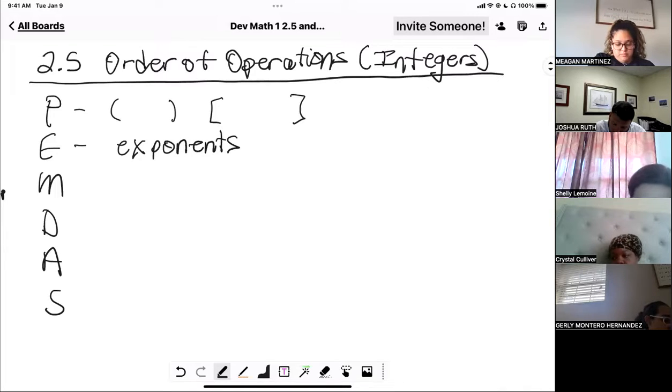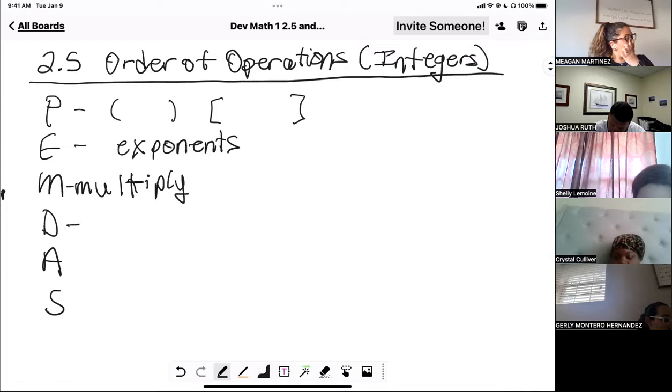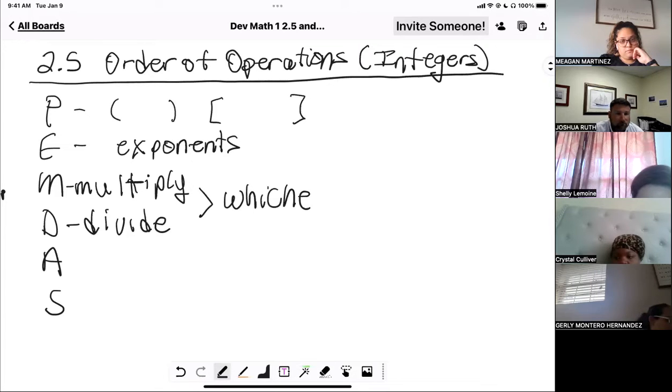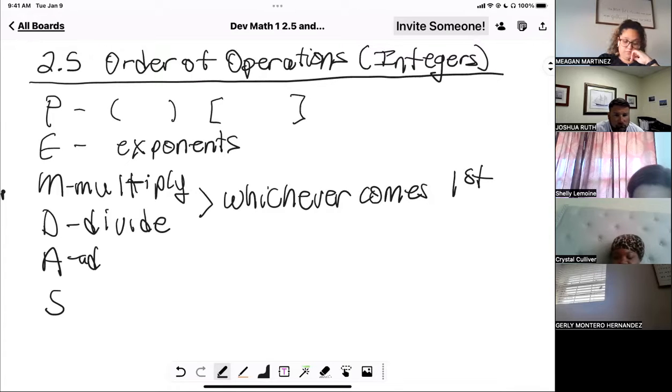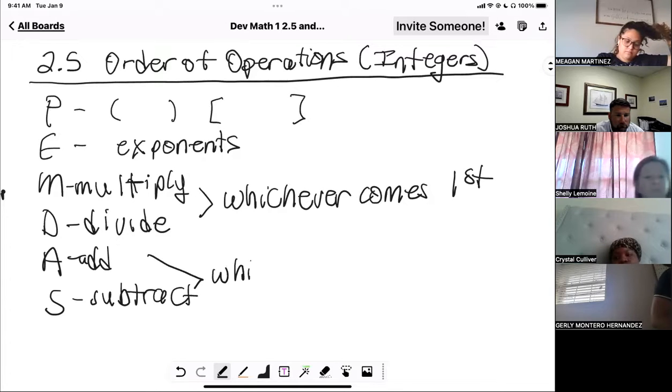And then we're going to do multiply, or divide, but whatever comes first. Whichever comes first. And then we're going to do add or subtract, whichever comes first.